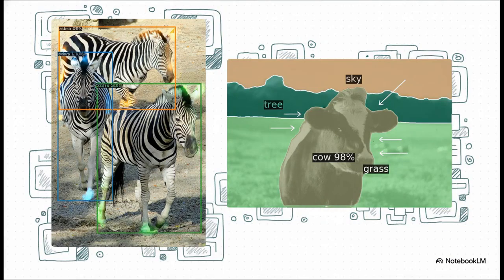And it doesn't stop with just drawing boxes. This architecture is unbelievably flexible. The researchers showed that with just a few tweaks, the same core DETR model can tackle something way harder called panoptic segmentation. That's where you're not just finding the zebras, you're classifying every single pixel in the scene, the cow, the grass, the sky, the whole shebang.